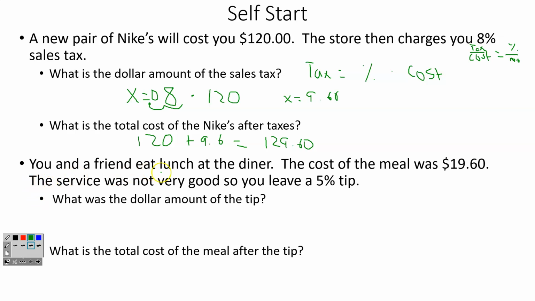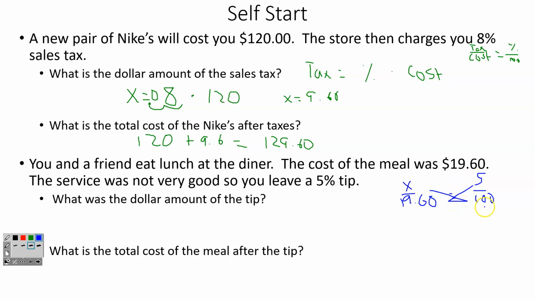Next one, you and your friend eat lunch at the diner. The cost of the meal was $19.60. The service was not very good, so you leave a 5% tip. What's the dollar amount of the tip? Well, I'm going to use that same thing that I used up here. This time I'm going to use the proportion. So I'm going to say X over the cost, which was 19.60, equals my percent, which is 5 over 100.